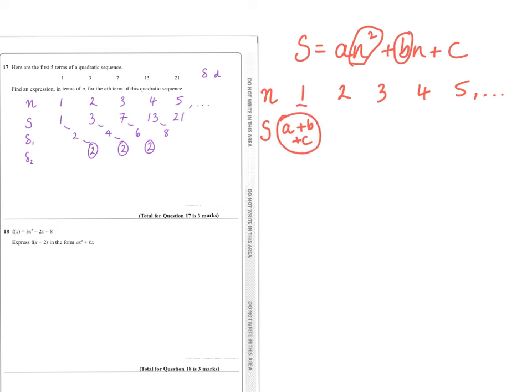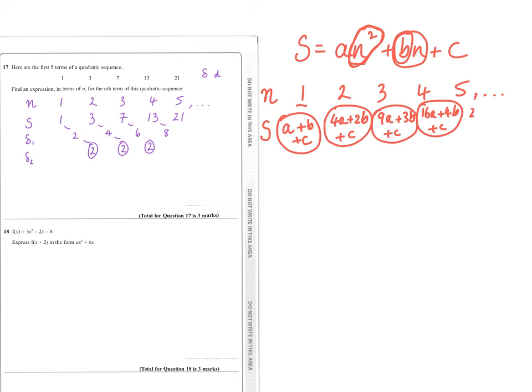If I put n is 2 in here, then this value would be 2 squared, which is 4, so that would be 4a. Then I'd have 2b plus c. And if I put 3 in here, then hopefully you'd see I'd have 9a plus 3b plus c. And I could put 4 in there and have 16a plus 4b plus c. And then I could put 5 in there and have 25a plus 5b plus c.